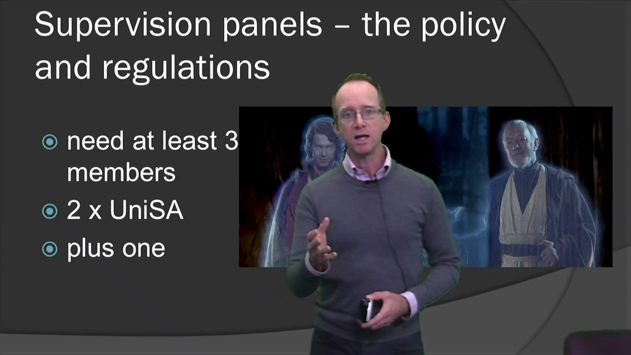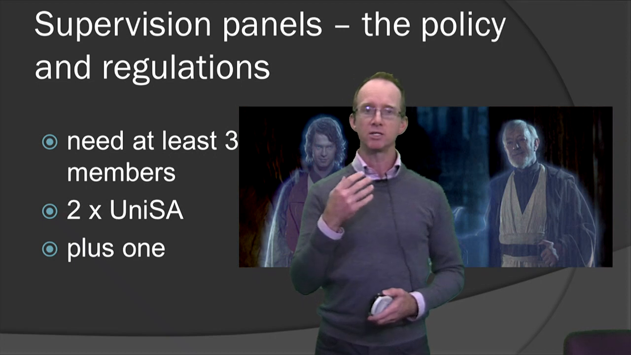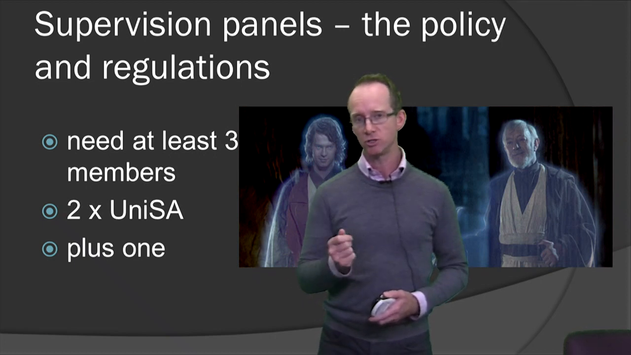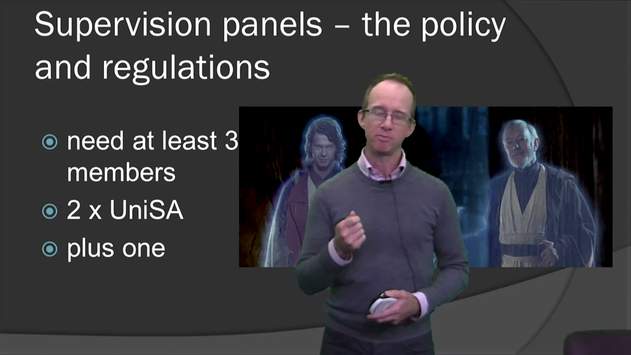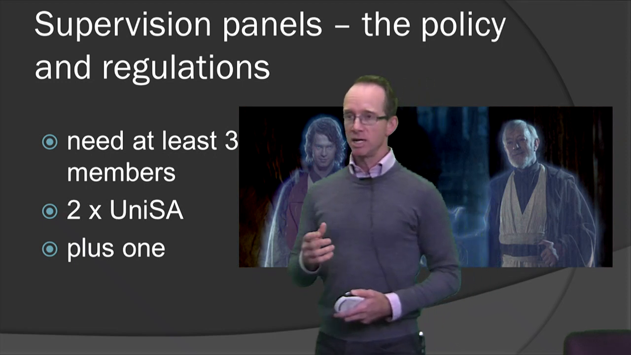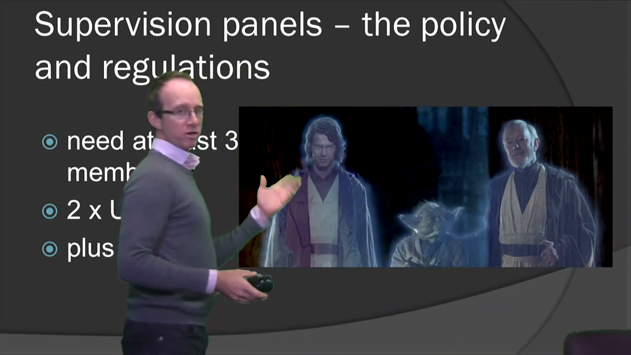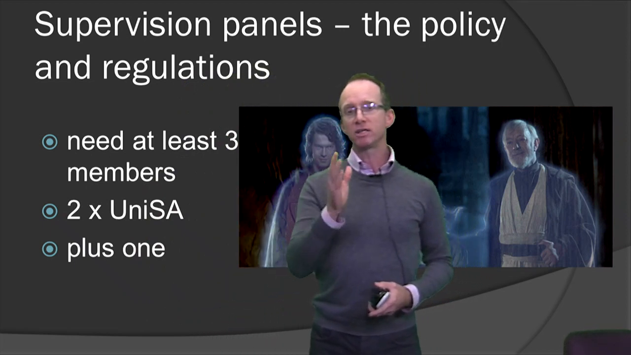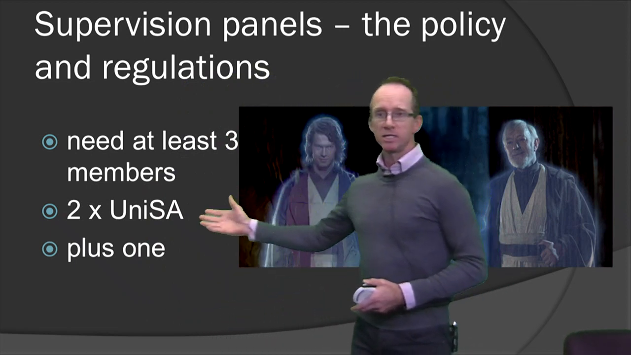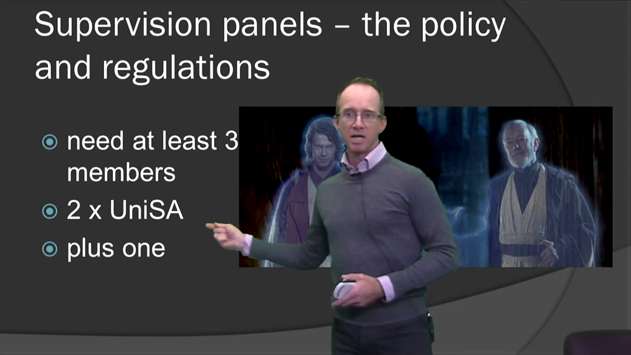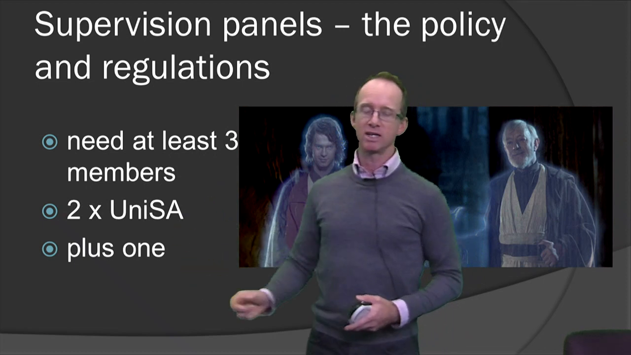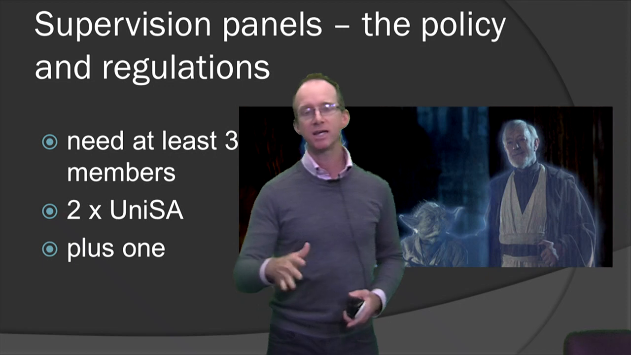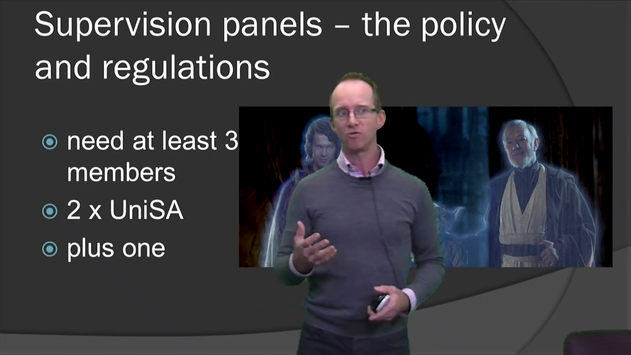Everyone would be aware that we supervise research degree students in panels, or supervision panels, and these panels have to comprise at least 3 individuals. Now, you don't have to have Alec Guinness, but you need to have at least 3 people. 2 of these people need to be UniSA staff members, and you need at least 1 additional one, and that person can be from UniSA or from outside of the institution.